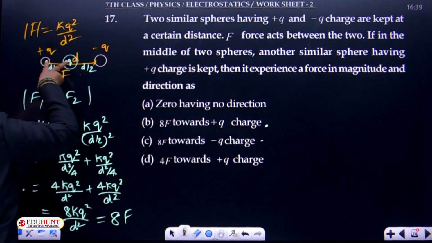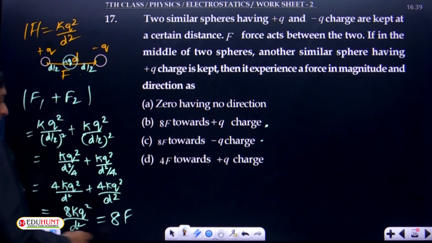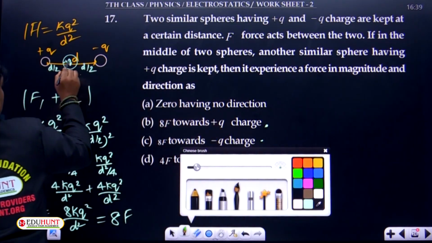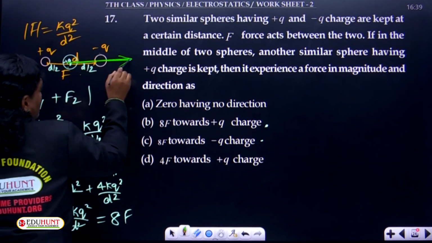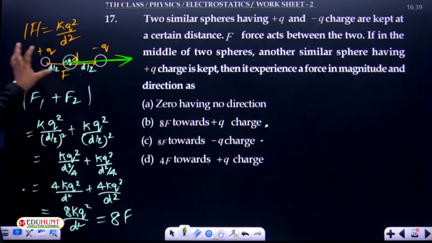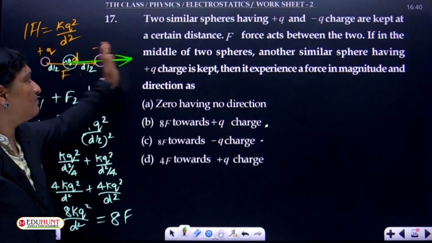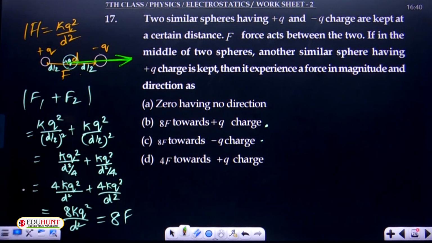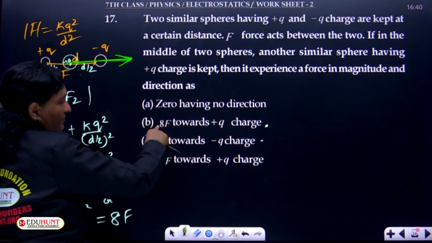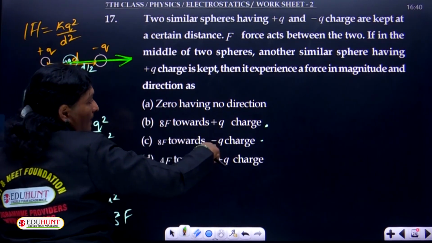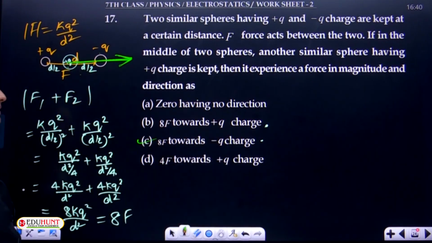First of all, between these two charges, positive charge and positive charge, no doubt there exists a force of repulsion. It pushes the charge to the other side. And between the positive charge and negative charge, there exists a force of attraction. As a result, because of this charge, it is again pulled in this direction. Together, the charge is pushed towards the right side. So right side means towards the negative charge. So 8F force towards the negative charge. Hence, option C must be true.